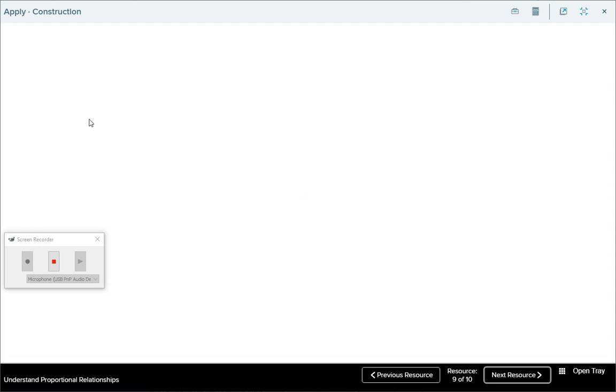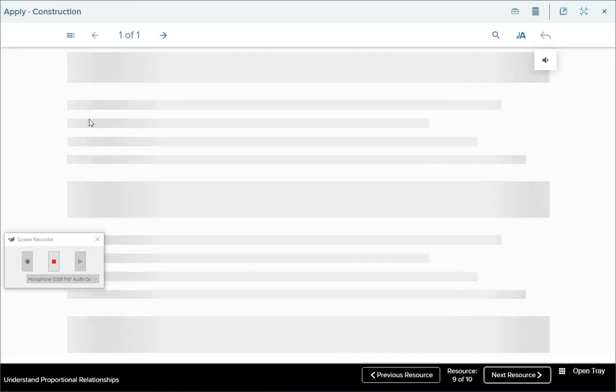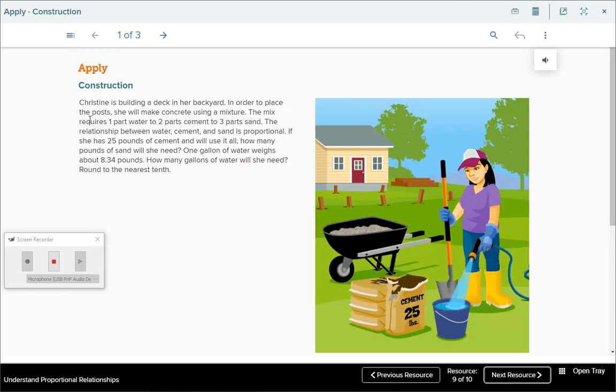So let's look at this example. Okay. Lily, you read this one for us. Christine is building a deck in her backyard. In order to place the post, she'll make concrete using a mixture. The mix requires 1 part water to 2 parts cement and 3 parts sand.